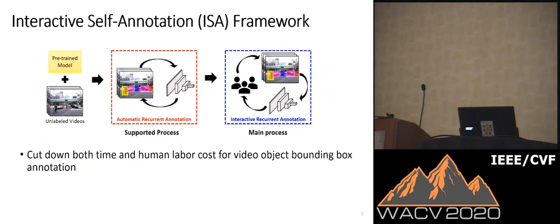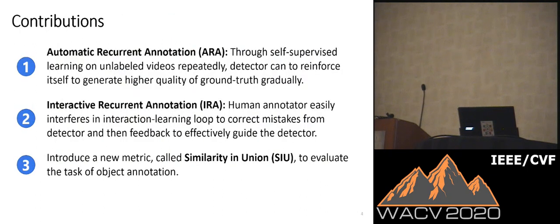In this work, we propose a novel interactive self-annotation framework. We aim to cut down both time and human labor costs for video object bounding box annotation. This framework consists of two processes. The automatic process trains a strong detector adaptively to each video. After that, we put the human into an interaction loop between human and machine so that the detector can learn modifications from the human annotator. We have three contributions. We propose the automatic process based on self-supervised learning and the interactive process. We also introduce a new metric for the task.